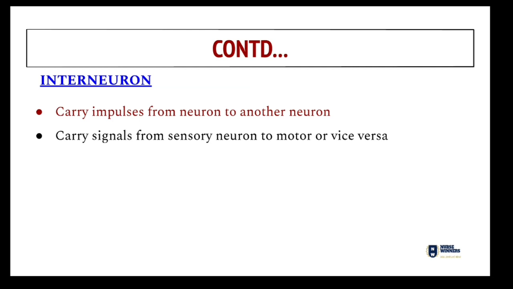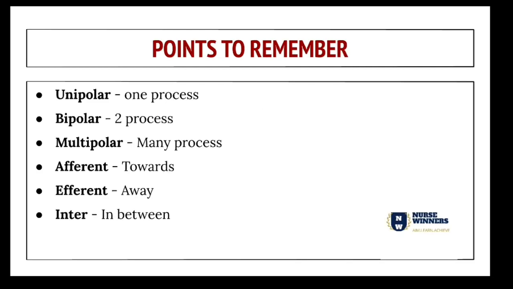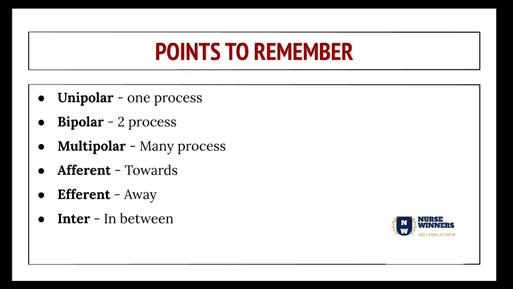We had studied structural and functional classification. So let us see the points how to remember. Unipolar means one process, bipolar means two processes, multipolar many processes, afferent means towards the central nervous system, efferent away from the central nervous system, and inter indicates in between. So we have come towards the end of our topic.